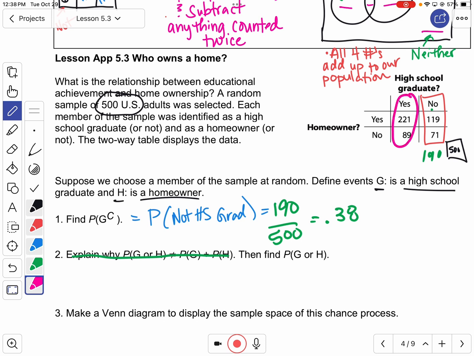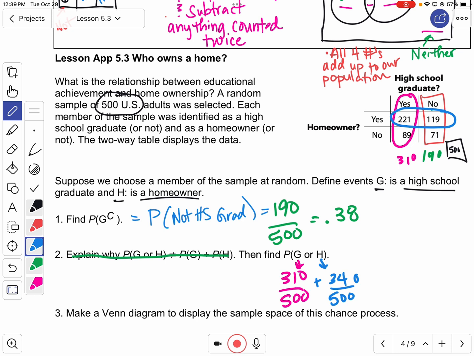For that first one, yes, they are a graduate, we'd add those two together. So 10, carry my 1, 11, carry my 1. That would be 310 out of 500. Then we want to know that yes, they're a homeowner, so I would add those two together. I'm going to have to do math in my head. What is it, 330? 340 out of 500.